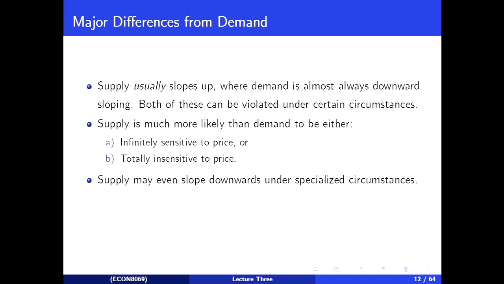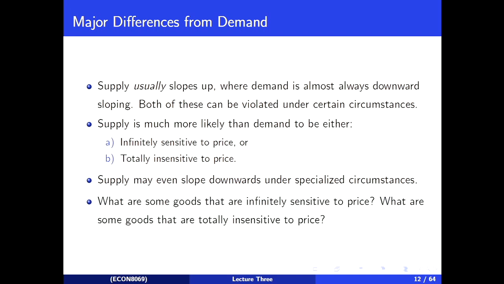Under certain specialized circumstances, supply may slope downwards. We'll see some of those in week 5. And I've already done one of these now. I've done S prime is a good that is totally insensitive. Can anyone think of a kind of good that might be infinitely sensitive to price? Which is to say, this S here. Totally flat supply. So once we hit that price, we'll produce as much as we like at that fixed price.